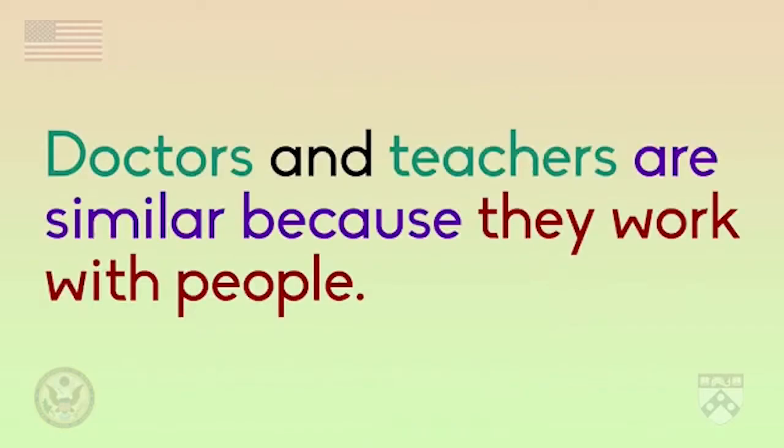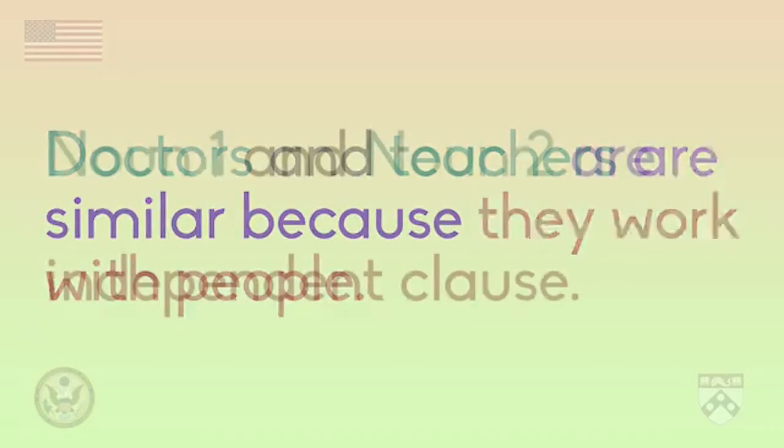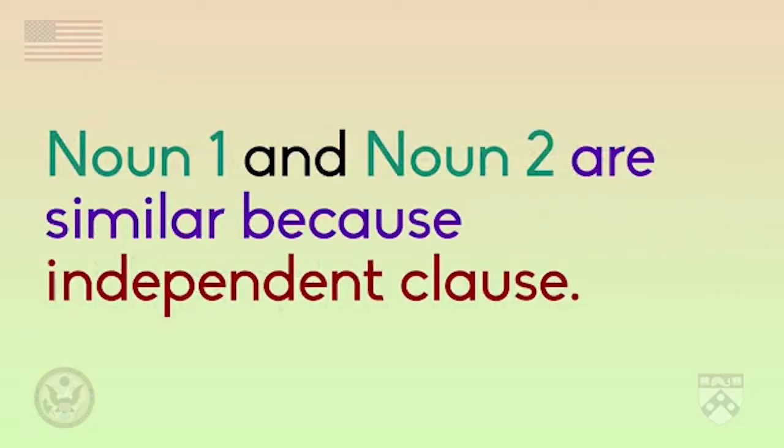Phrase number 1. Are similar because. Doctors and teachers are similar because they work with people. The two nouns being compared are doctors and teachers in green. Then you see the phrase are similar because in purple, followed by the independent clause, they work with people.